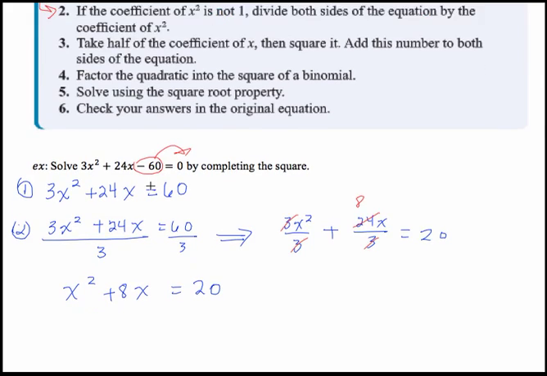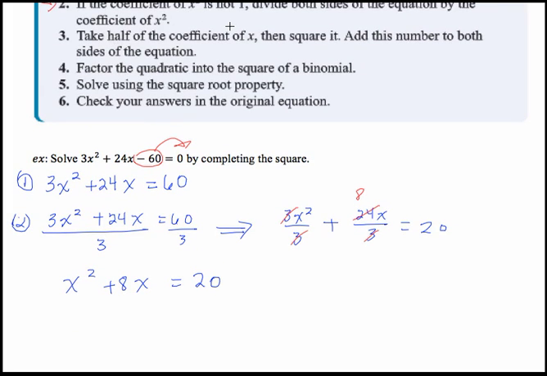Next, step 3, take half the coefficient of x and square it and add that number to both sides, and that will force this left side to become a perfect square trinomial. So we're going to take the positive 8, just off to the side. 8 divided by 2 is 4, and 4 squared is 16. So I'm going to add 16 to both sides. That'll give me x squared plus 8x plus 16 equals 20 plus 16.